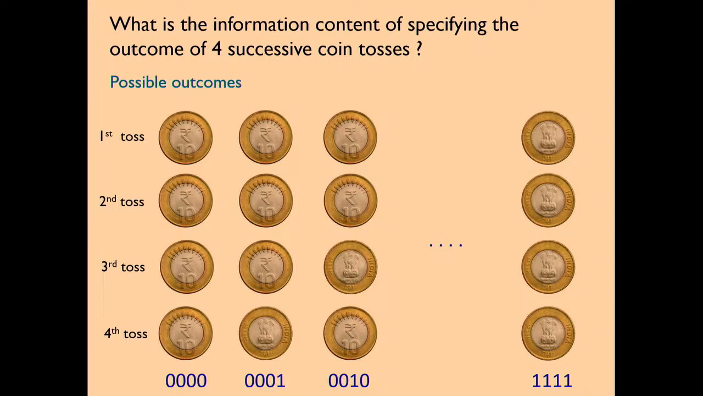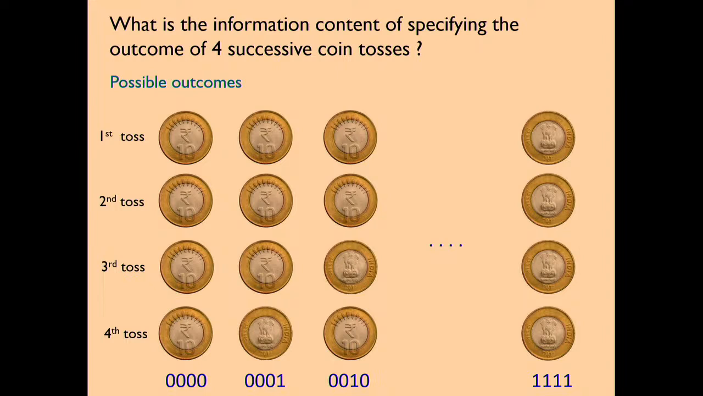Star, star, we don't know. Third coin, head? Yes. Okay, 1, 0, 1, star. Is the last coin's outcome head? Yes. So then 1, 0, 1, 1. So that means using 4 yes/no questions, you basically work out what is the outcome of 4 coin tosses.